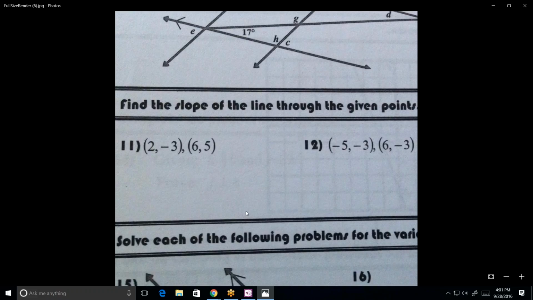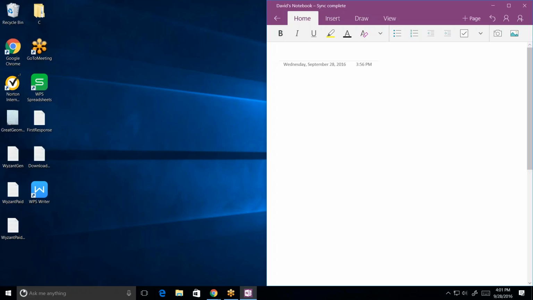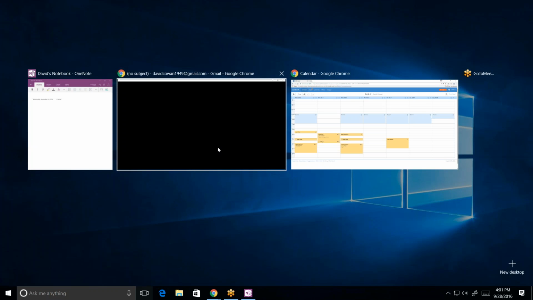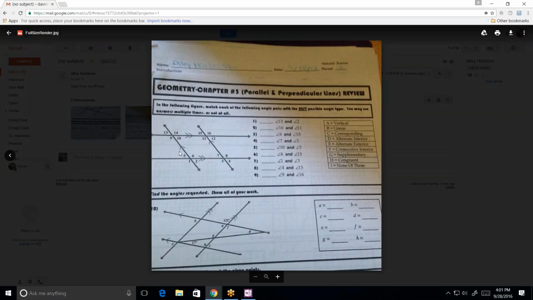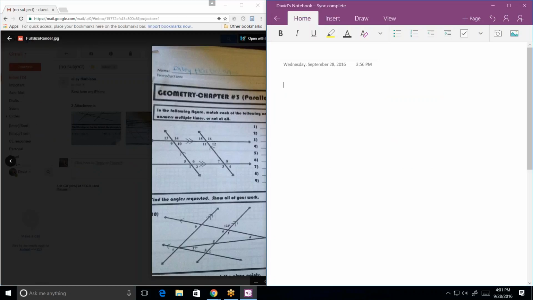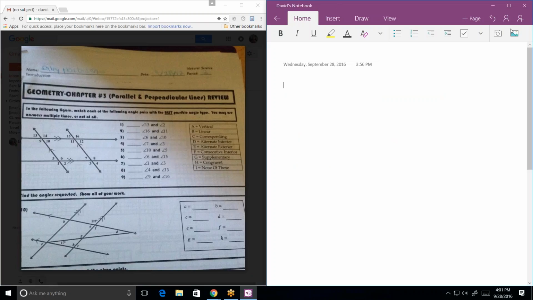This doesn't seem to start at number 1. It seems to start at 11. Am I on the wrong one? There's like a couple before it. Let me look at the other page here. Yeah, this is number 1. Okay. Here, let me snap that left, snap that right. All right. Let me blow that up a little bit.